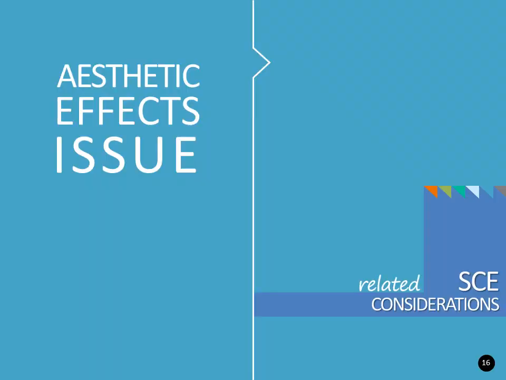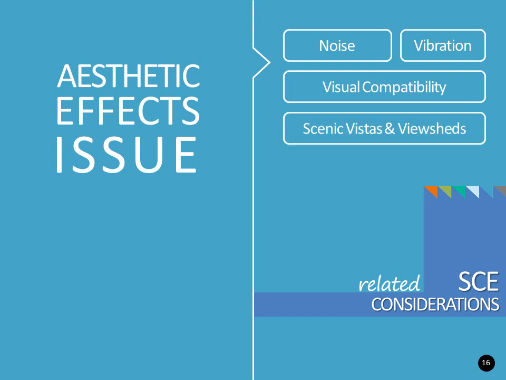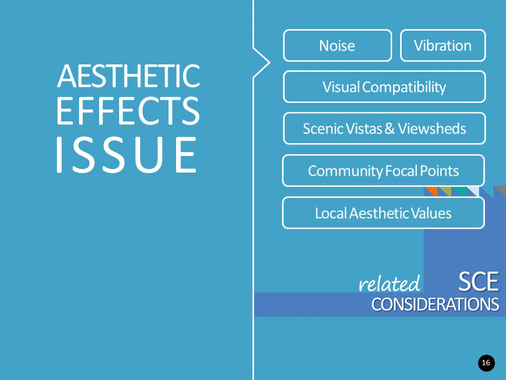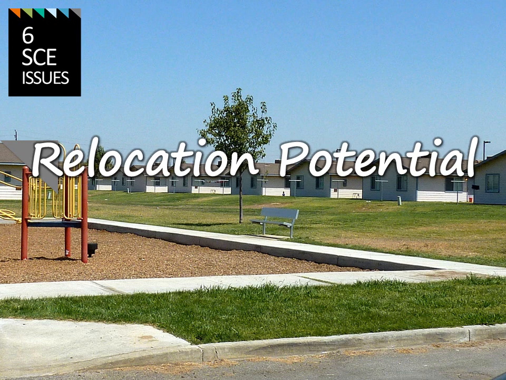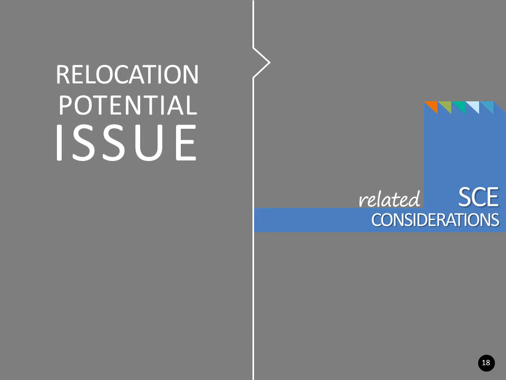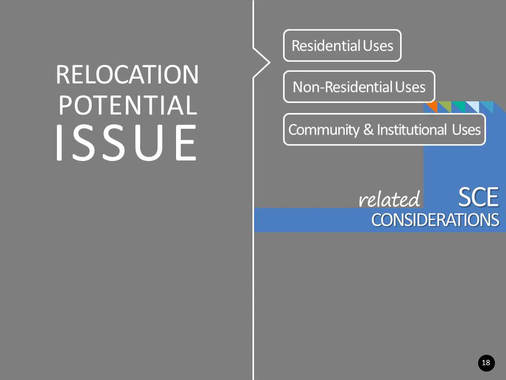During SCE evaluation, we investigate the potential for project effects on human environments relative to noise, vibration, visual compatibility, scenic vistas and viewsheds, sensitive community focal points, local aesthetic values, and project feature compatibility with the context. The 6th and final SCE issue is relocation potential. The relocation potential SCE considerations address 4 topics: residential uses and non-residential uses, community and institutional uses, and unique and special facilities.